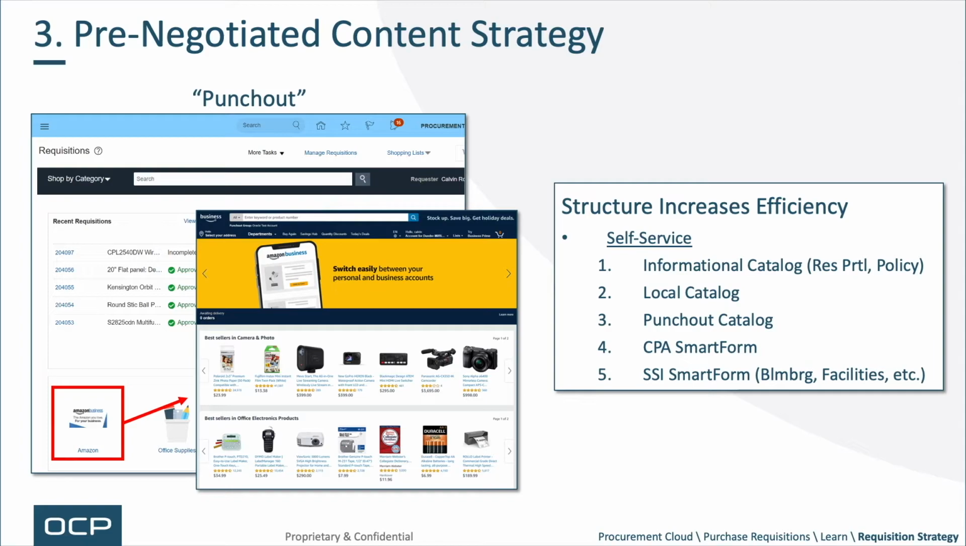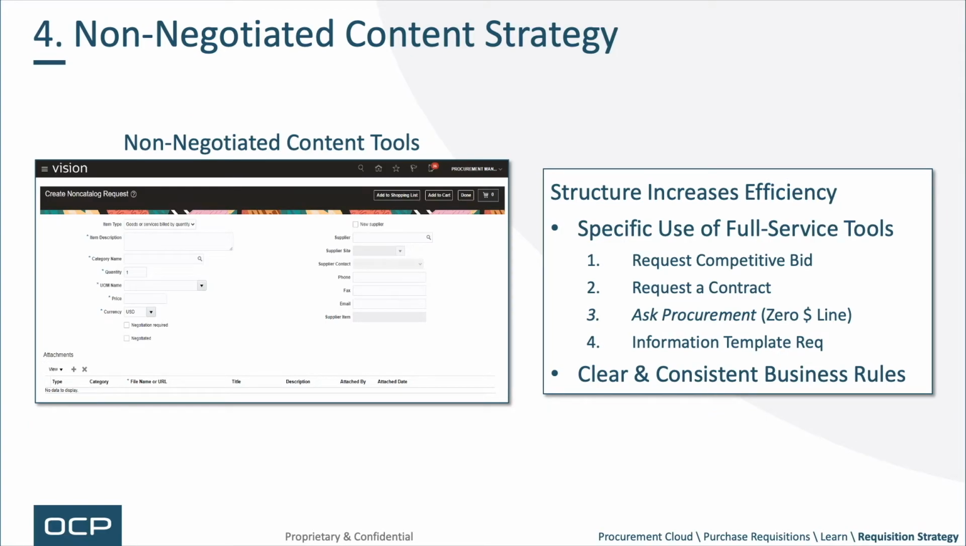So if I have Bloomberg, I want requesters to request, but it's not really going to go to a purchase order. I may use that smart form to initiate the subsystem related to Bloomberg, related to facilities, related to security. You get the picture. So that's a pre-negotiated content strategy. Next up is a non-negotiated content strategy.